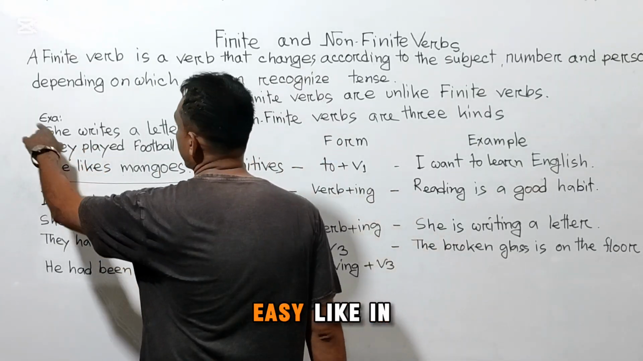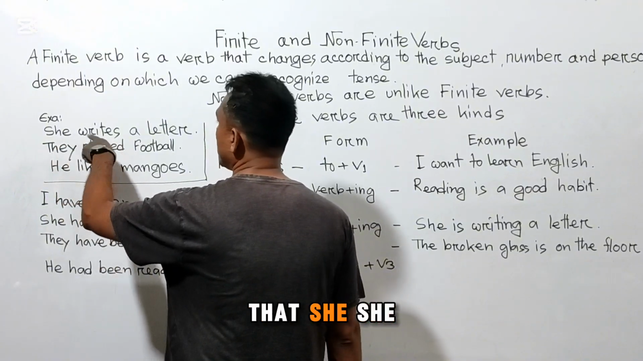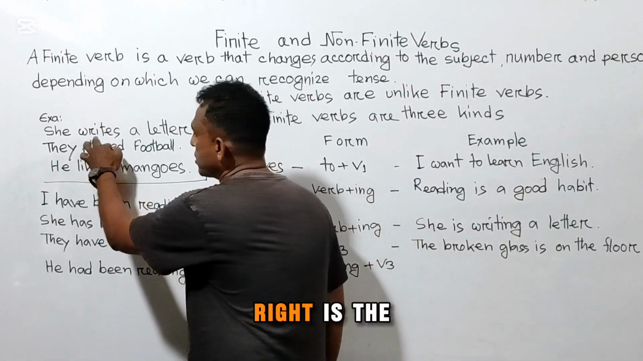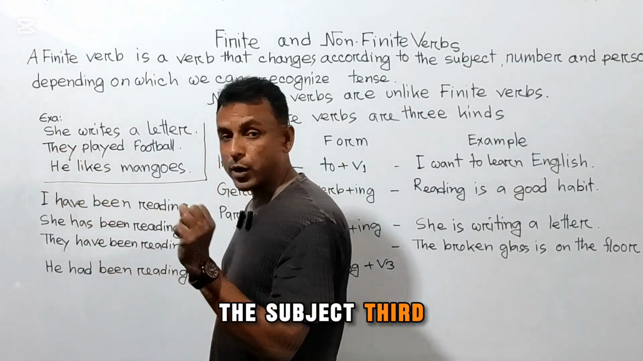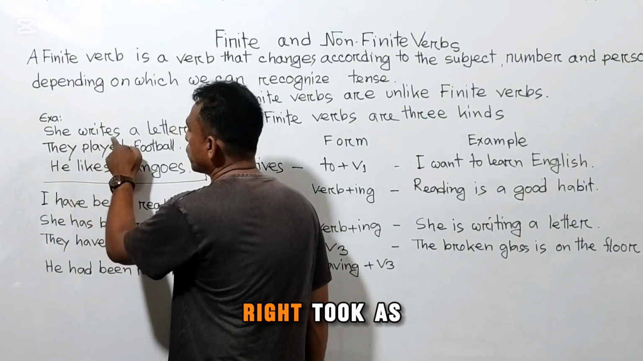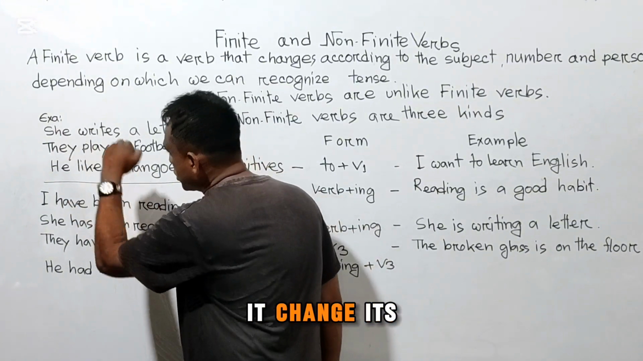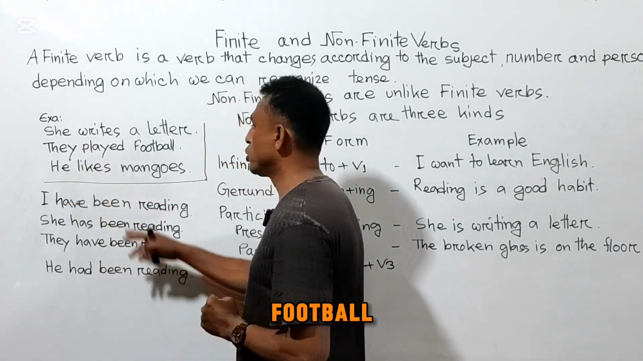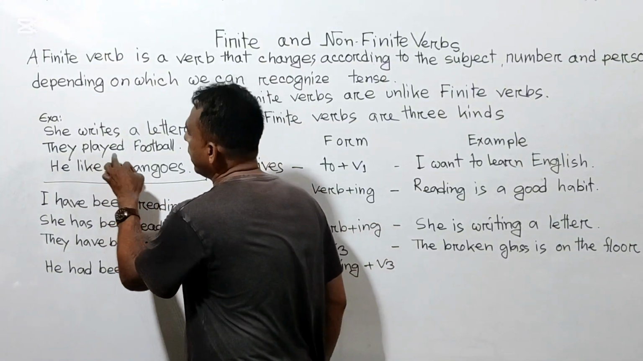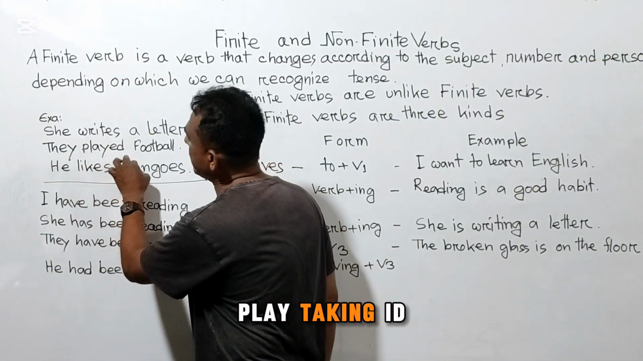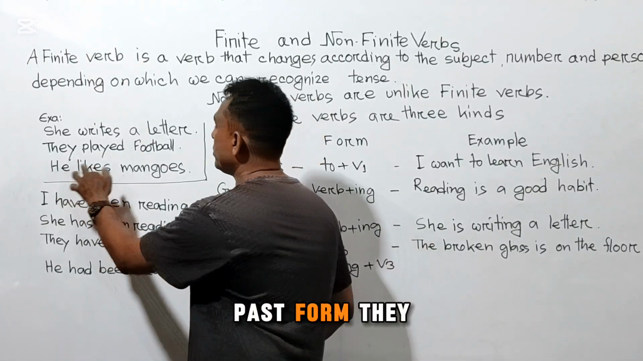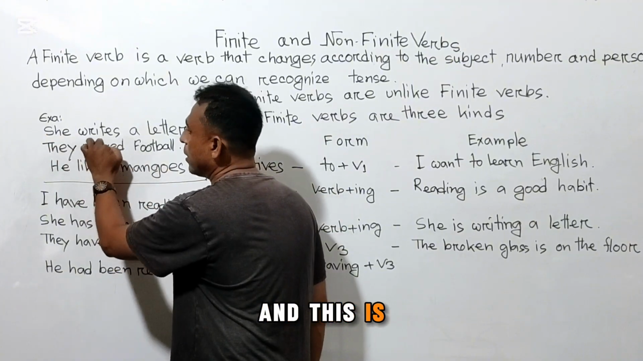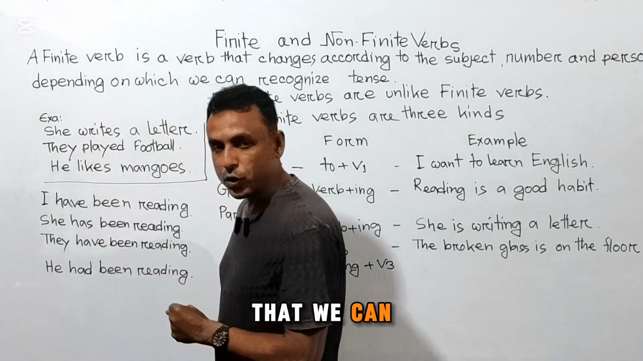And now I am going to give you some examples about finite verbs. This is very easy. Like in my example, I have written that she writes a letter. Here, write is the main verb and the subject is third person singular number. That's why write took s here. It changed its form according to the subject. Now try to understand. They played football, which means here the main verb is play. Play taking ed becomes past form. They played football indicates that this is the past tense and the other is the present tense. So depending on that, we can recognize tense.